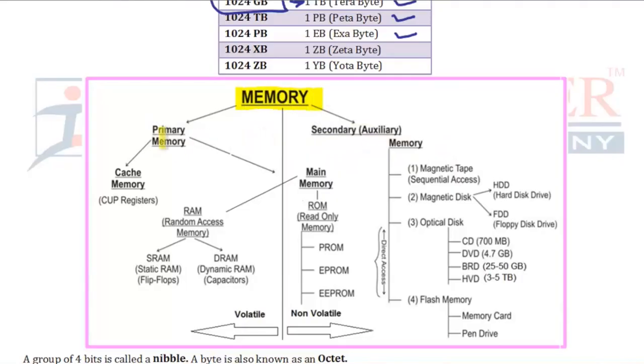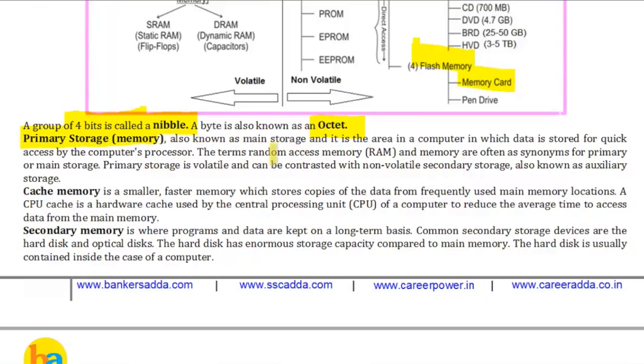Memory or computer memory is basically classified as primary memory or secondary or auxiliary memory. And primary memory is further classified into cache memory and main memory, that includes RAM, ROM. And secondary or auxiliary memory includes magnetic tapes, optical disc, flash memory, that is our pen drives or memory card. Then we have the primary storage, which is also known as the main memory, and it is the area in the computer in which data is stored for quick access by the computer's processor. Then there is cache memory, that is smaller and faster.